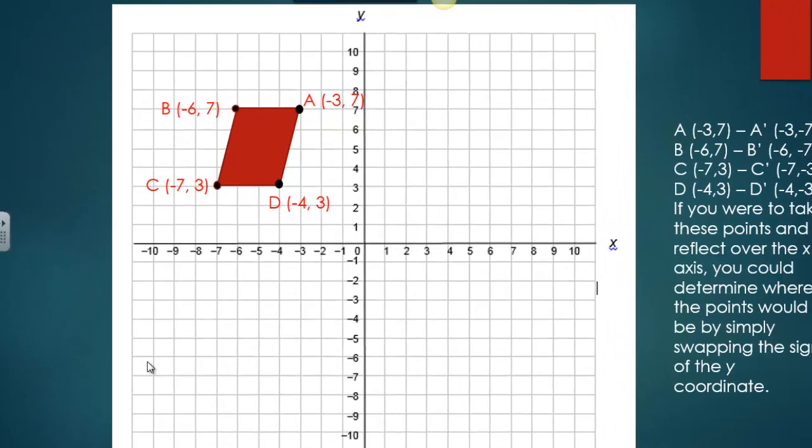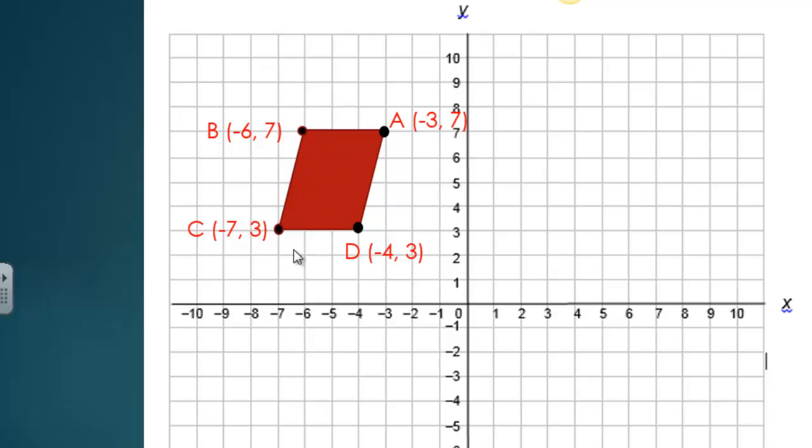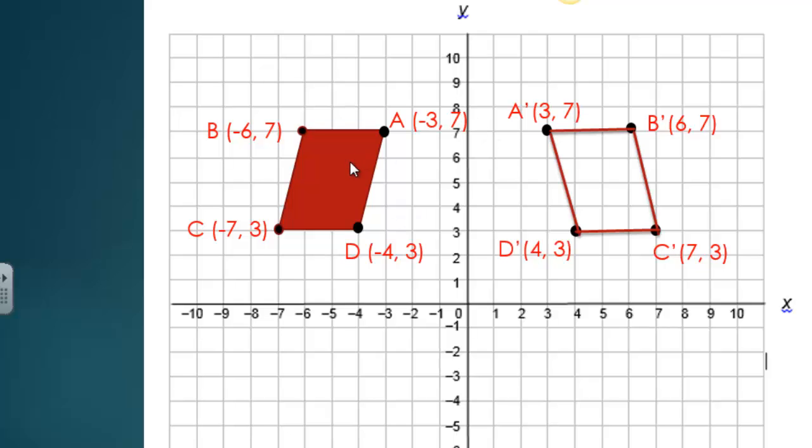So I'm going to show you one here. This is essentially our original image. If we were to reflect this image over the y-axis here, we have A at (-3, 7), so you'd have (3, 7). Because we're switching over y, our x-coordinate becomes opposite. We could also just count: 1, 2, 3, here's our mirror line, 1, 2, 3, here's our new point. Same with B, C, and D. Okay, create our shape, put our points in. So that's reflecting over y.